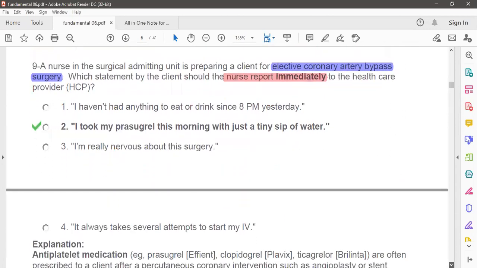What next? Next question here. A nurse in a surgical admitting unit is preparing a client for elective coronary artery bypass surgery. Which statement by the client should the nurse report immediately to the healthcare provider? So your patient is ready for coronary artery bypass surgery. If something is wrong with your patient, you need to inform the healthcare provider.